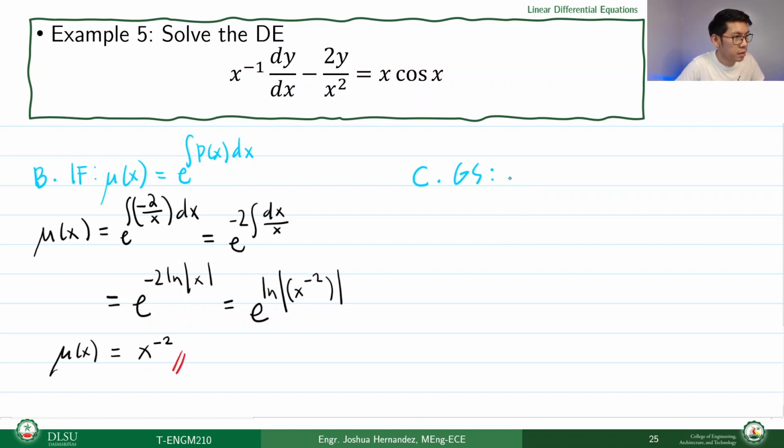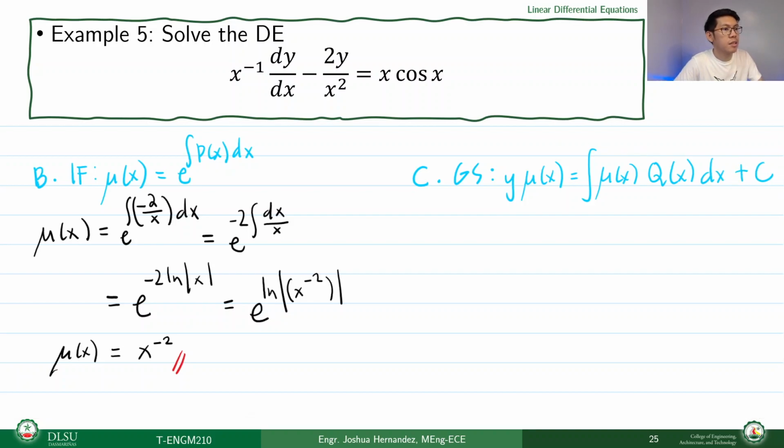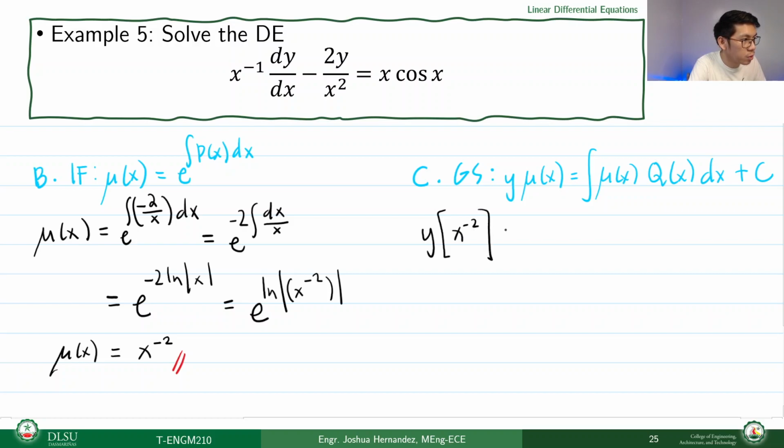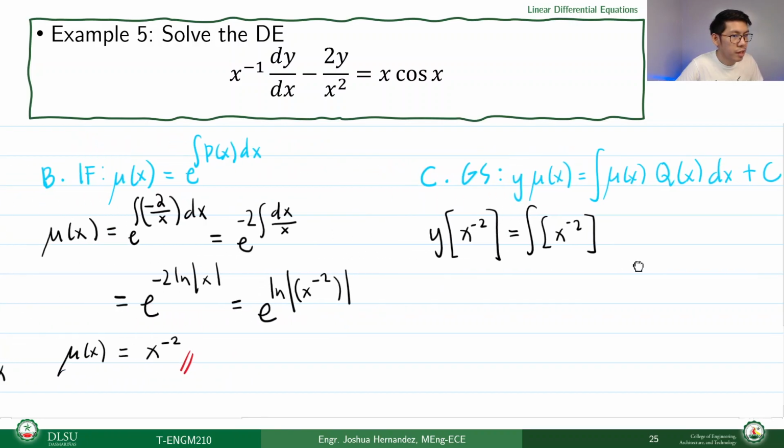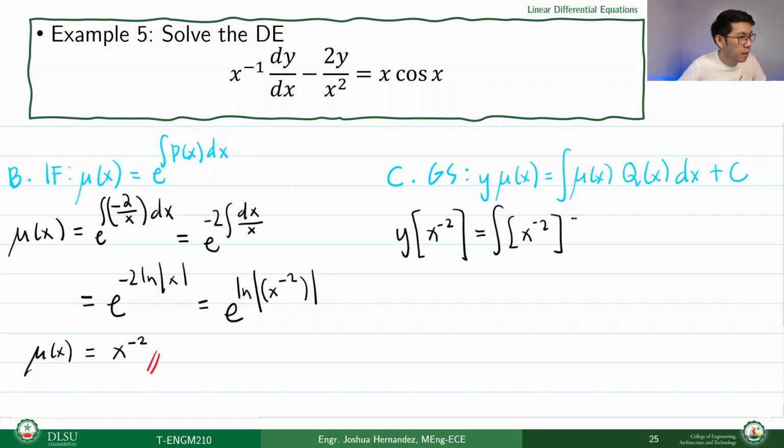And that is the general solution being y mu of x equals the integral of mu of x q of x dx, and don't forget the plus c. So, y times mu of x, what is mu of x? That's x raised to negative 2, equals integral of x raised to negative 2. What is our q of x? I forgot. Our q of x is x squared cosine x. So we have x squared cosine x, and then dx, not forgetting plus c.